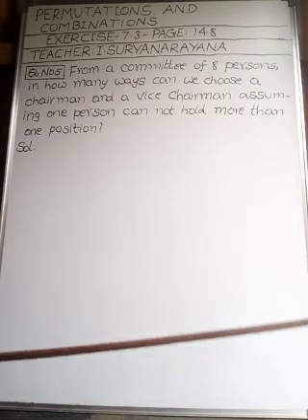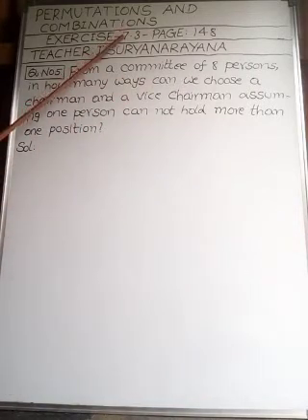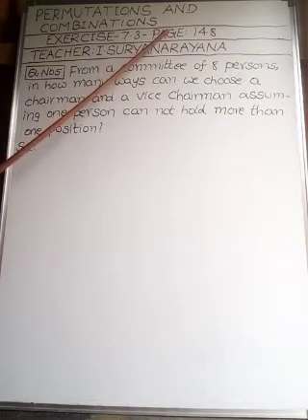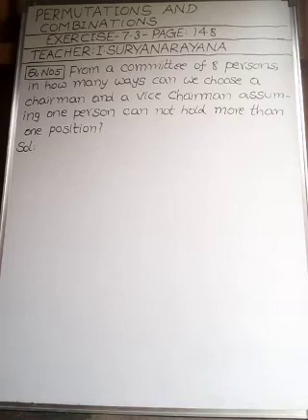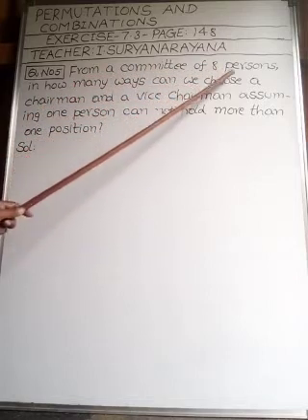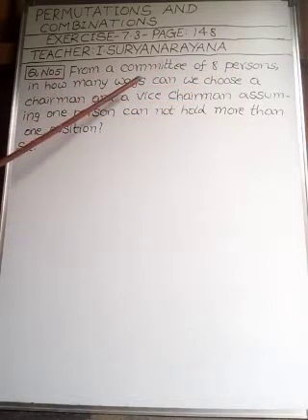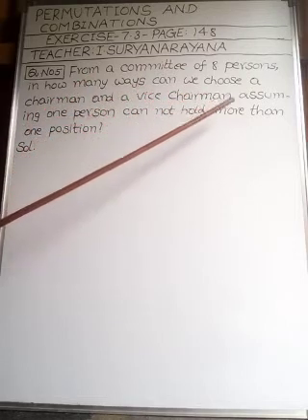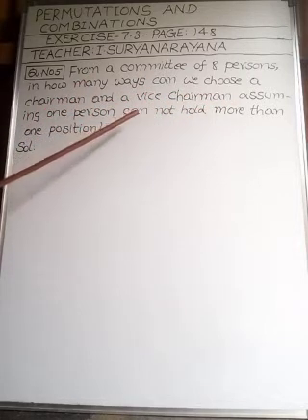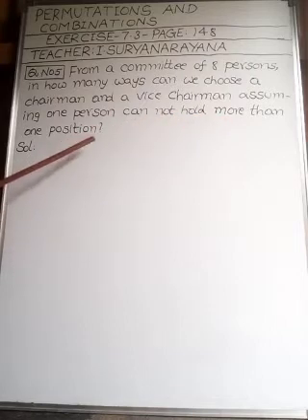Right. Now come to the next questions, on page number 148 in the textbook. Are you ready to listen to the class? Right. See question number 5. From a committee of 8 persons, in how many ways can we choose a chairman and a vice chairman, assuming one person cannot hold more than one position? Understood this point, my children?